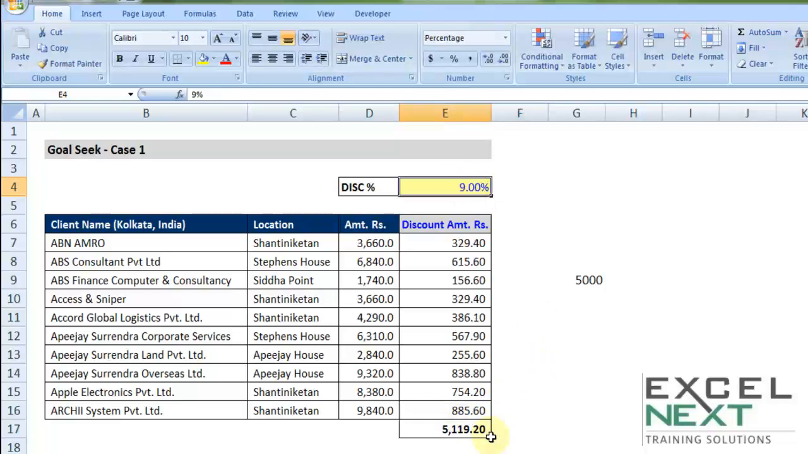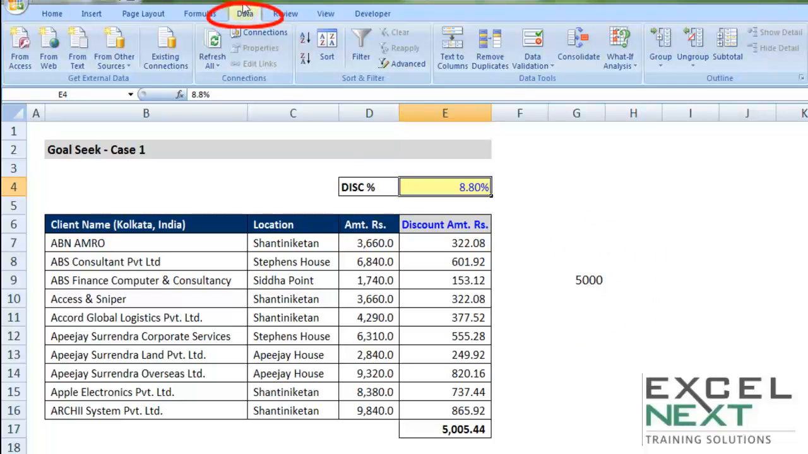Even that is slightly above 5,000. So basically my point is you might be using a lot of trial and error input values to be able to arrive at exactly 5,000, isn't it? I agree. Now the option within data, what-if analysis and goal seek gives you an easy approach to find out the exact percentage of discount at which the total discount will be 5,000.